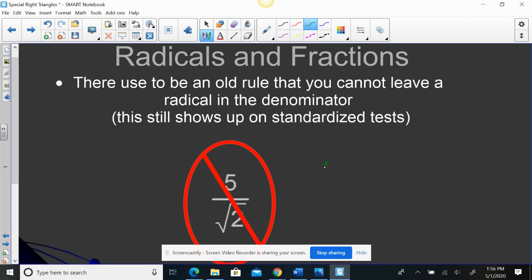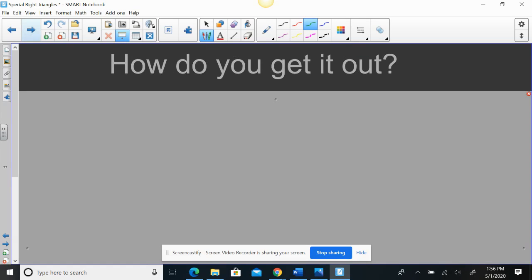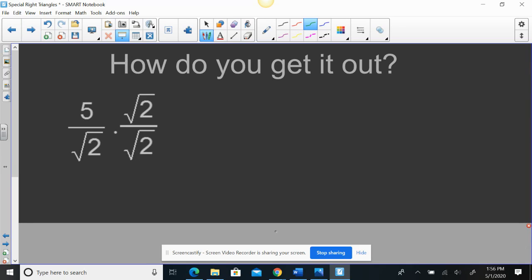So if you have a radical in the denominator, you can go ahead and fix that. So how do you do that? You're just going to multiply it by itself on top and bottom. So square root 2 divided by the square root of 2 essentially is just 1. Remember, anything divided by itself is just 1, like 15 over 15. So the identity property of multiplication is 1. So you can multiply anything by a form of 1 like this and keep the value the same.